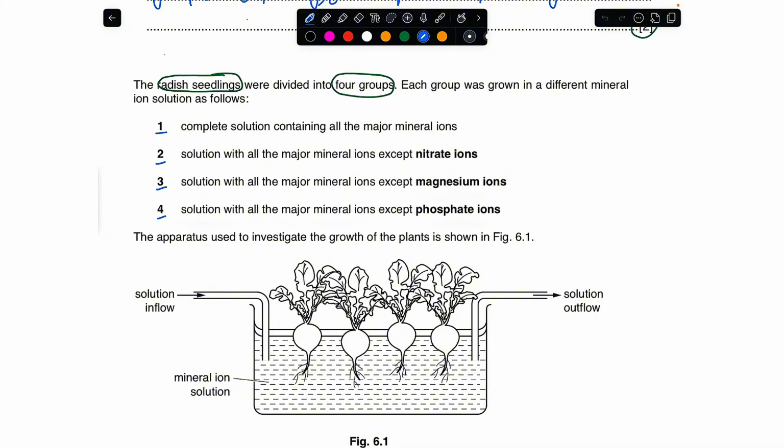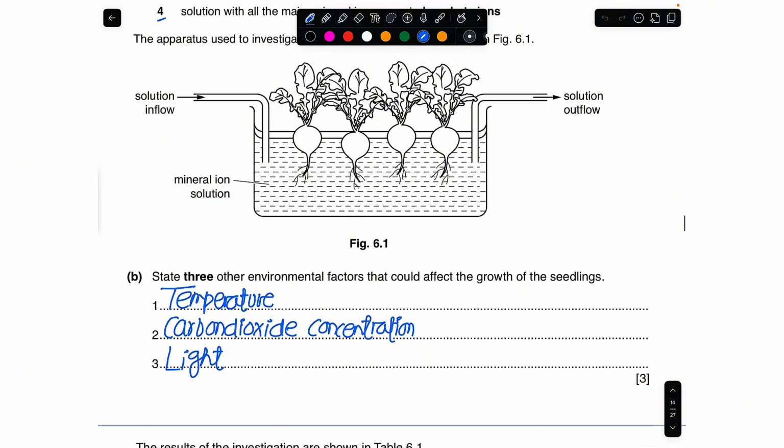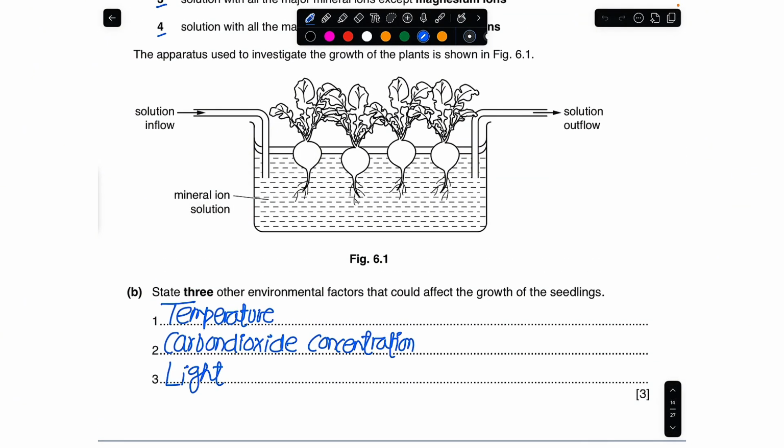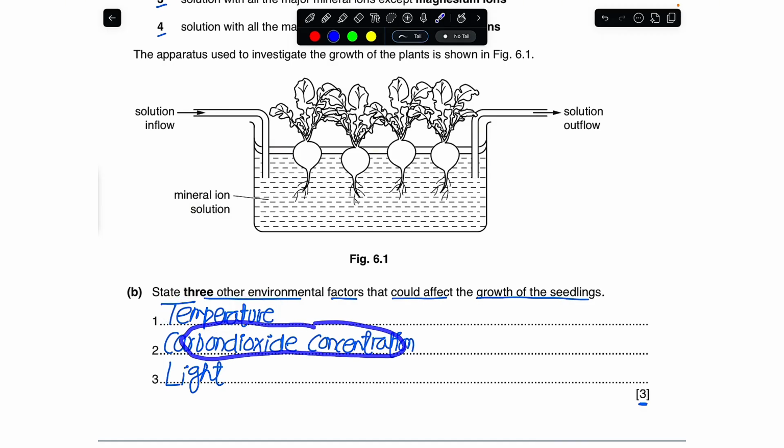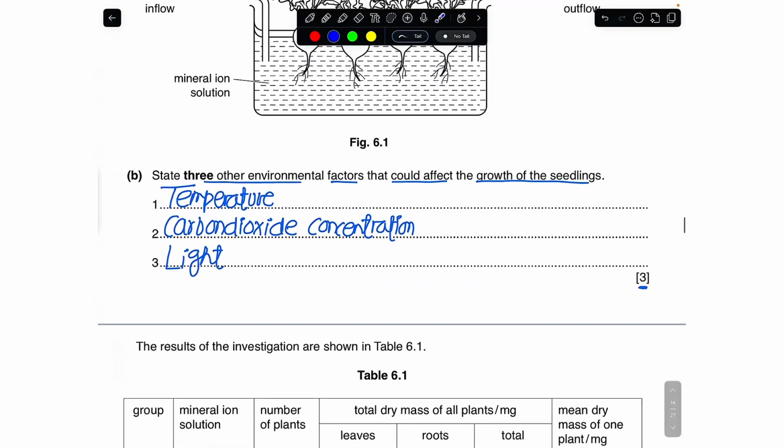Now let us move to what the examiner has asked from all the settings of the experiments which he has presented. If I move to this part B, for 3 marks he has asked us to state three other environmental factors that could affect the growth of the seedlings. So apart from the mineral ions, we know very well that plants rely on photosynthesis. So we would say it's the temperature, the carbon dioxide concentration, and the light that would have an impact on the growth of the seedlings.